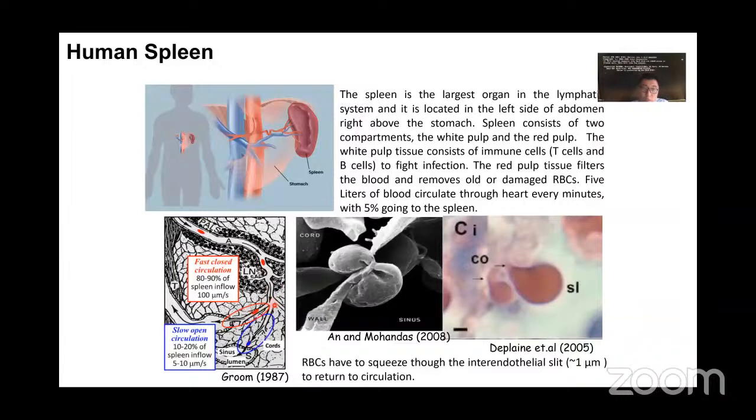And first, it's going to split into two pathways. The first pathway consists of 80 to 90% of the blood. It goes through the so-called closed circulation and returns to the vein. And the rest, 10 to 20%, flows into the red pulp to be filtered. Here are two images showing two red cells being filtered in the red pulp. We can see that in order to pass the red pulp, the red cell has to undergo drastic deformation. So if there's some compromise in red cell deformability, they are going to be retained in the red pulp and removed from the circulation.